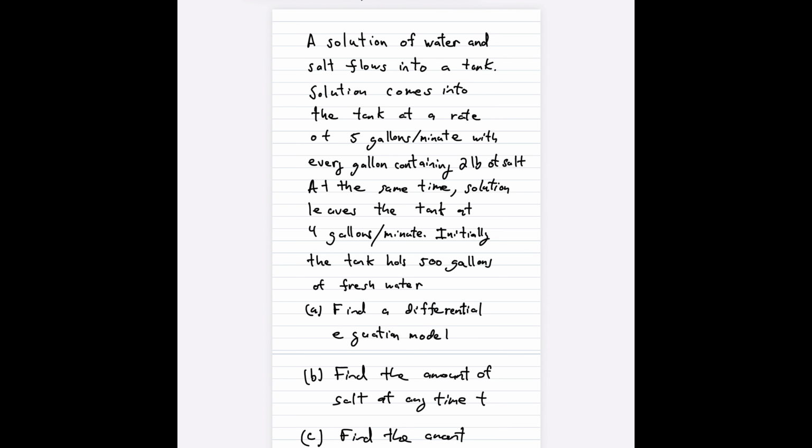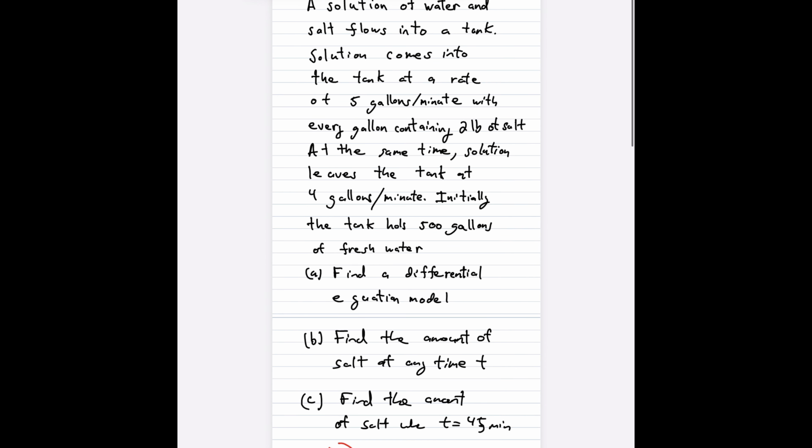Solution comes into the tank at a rate of 5 gallons per minute, with every gallon containing 2 pounds of salt. At the same time, solution leaves the tank at 4 gallons per minute. Initially, the tank holds 500 gallons of fresh water. Part A is asking to find a differential equation model, part B is asking to find the amount of salt at any time t, and part C is to find the amount of salt when t is 45.